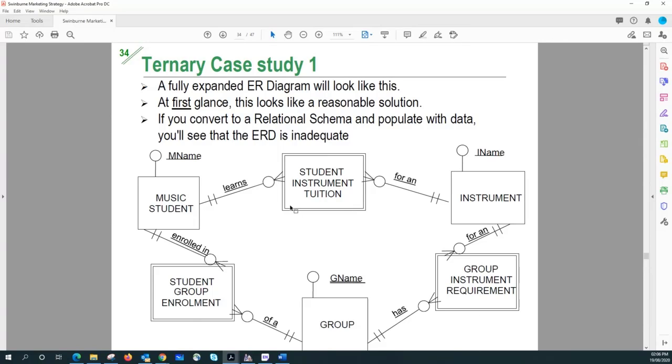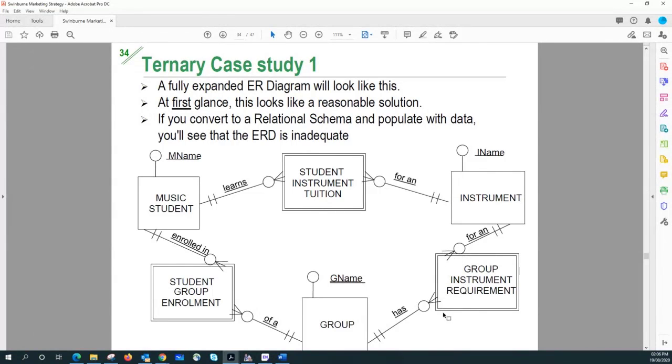And then I need to determine what the primary keys of each of these weak entities are. So what is the primary key of the student instrument tuition? I need to grab the primary key of both ends and make a composite identifier. So in this case, student name and musical instrument name become the primary key. For group enrollment, I take the student name and the group name as the primary key. For the third one, I take the group name and the instrument name as the instrument requirement.